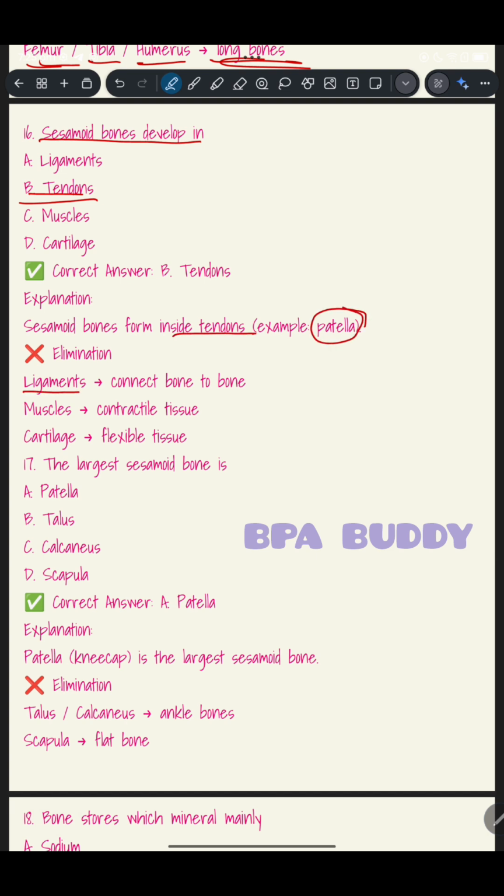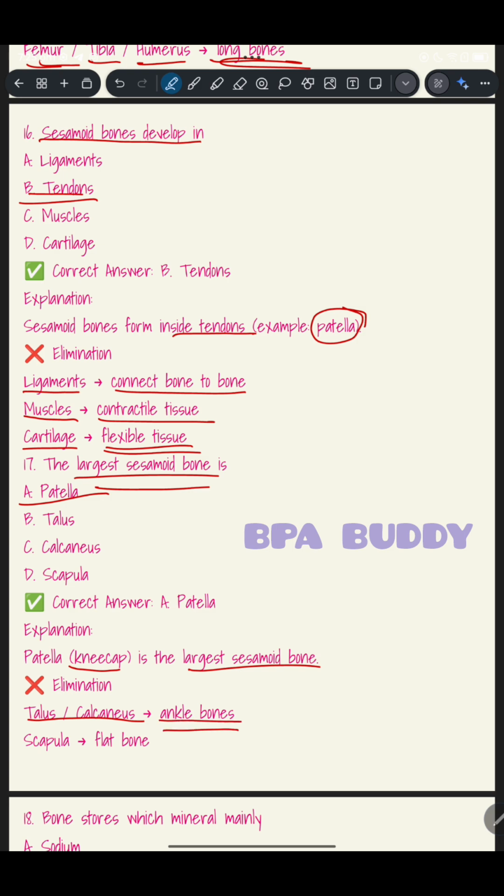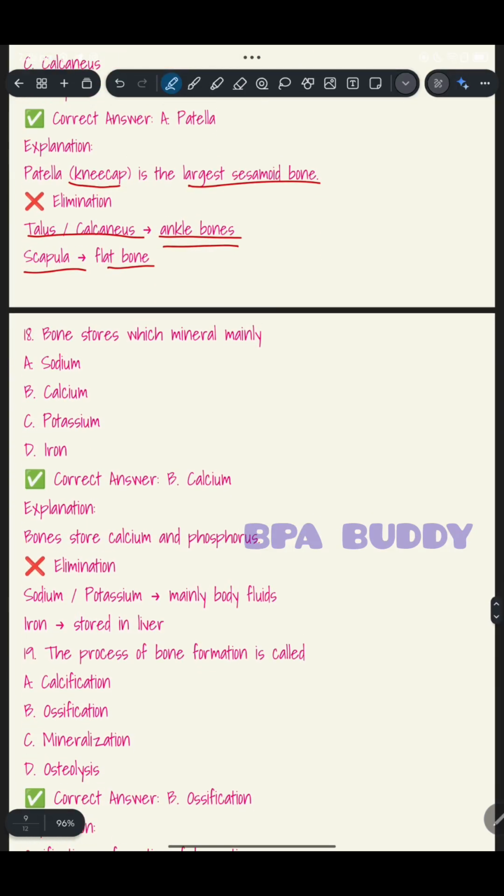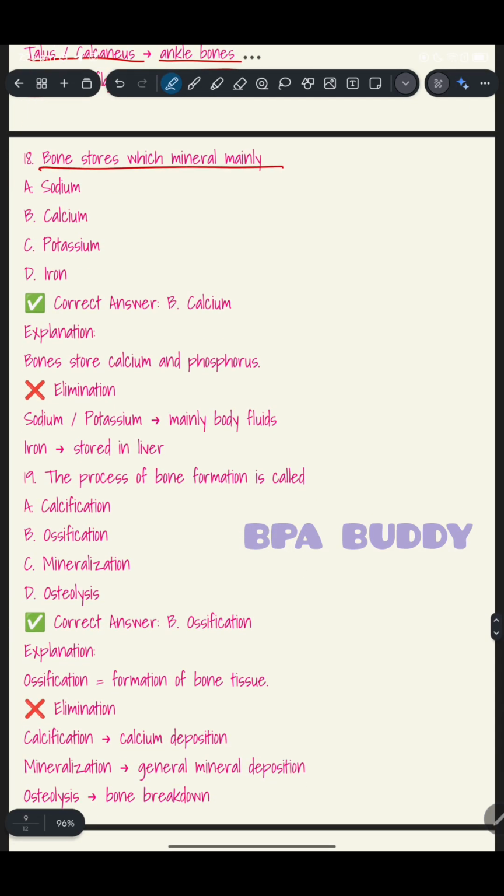Then ligaments connect bone to bone. Muscles are contractile tissue, and cartilage is a flexible tissue. Largest sesamoid bone is patella. Patella, also known as kneecap, is the largest sesamoid bone, whereas talus and calcaneus are ankle bones, and scapula is the flat bone. Bone stores which mineral mainly?